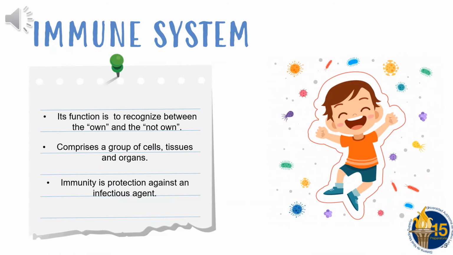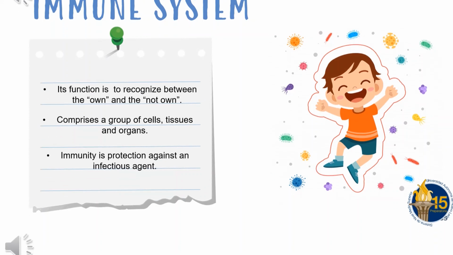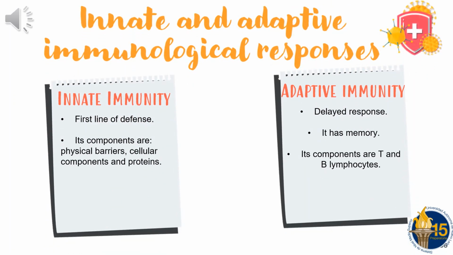The last system that we are going to learn in this stage is the immune system. Its function is to distinguish between the own and the not own. It comprises a group of cells, tissues, and organs. It is related to immunity, that is a response against an infectious agent. There are two types of immunologic responses: innate, which is the first line of defense, and its components are physical barriers, cellular components, and proteins, and the other type is the adaptive, which is characterized by a delayed response. It has memory, that means it's capable of recognizing pathogens. Its components are T and B lymphocytes.